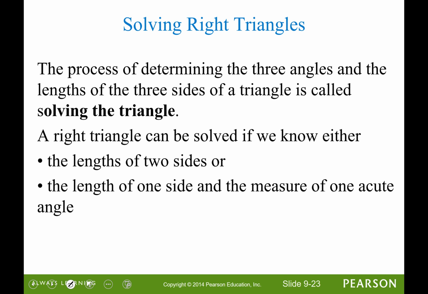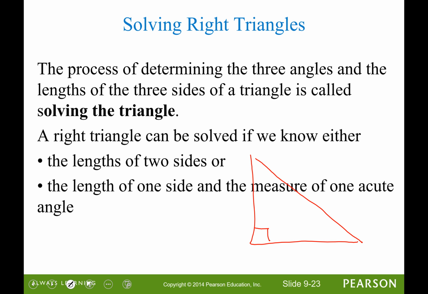Solving right triangles, what does that mean? The process of determining the three angles and the three lengths of the three sides of a triangle is called solving the triangle. A right triangle can be solved if we know either the lengths of two sides or the length of one side and the measure of one of the acute angles. When you're asked to solve the right triangle, you need to come up with all of the missing parts.